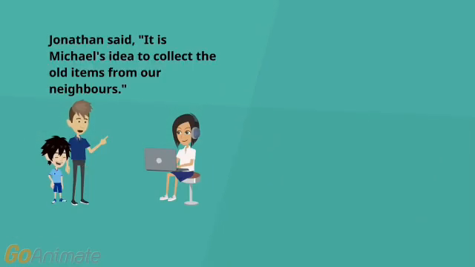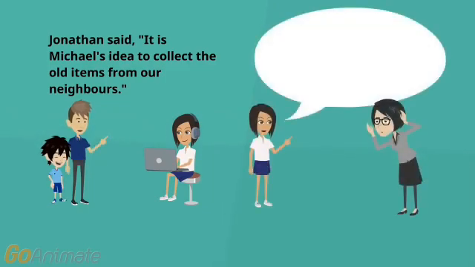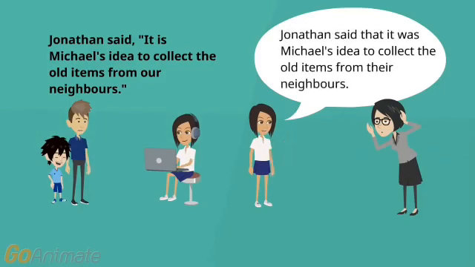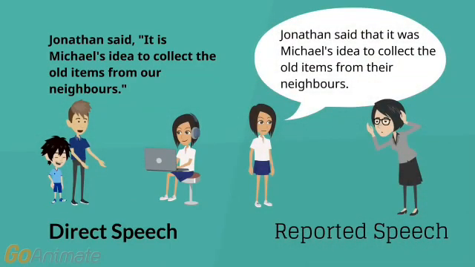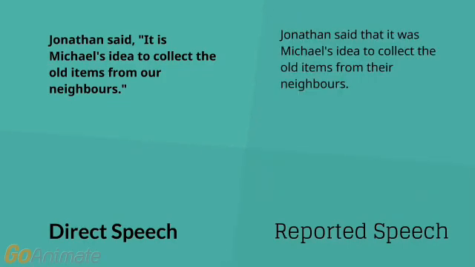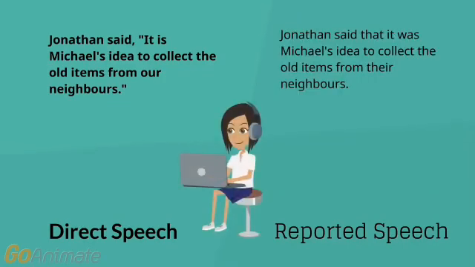Jonathan said, "It is Michael's idea to collect the old items from our neighbors." Sarah would have told someone else, or written, Jonathan said that it was Michael's idea to collect the old items from their neighbors. When we quote the exact words someone says, we use direct speech. Otherwise, we can use reported speech to tell others about something someone else said. Do you notice any difference between the direct speech and the reported speech? Pause the video and compare the differences.